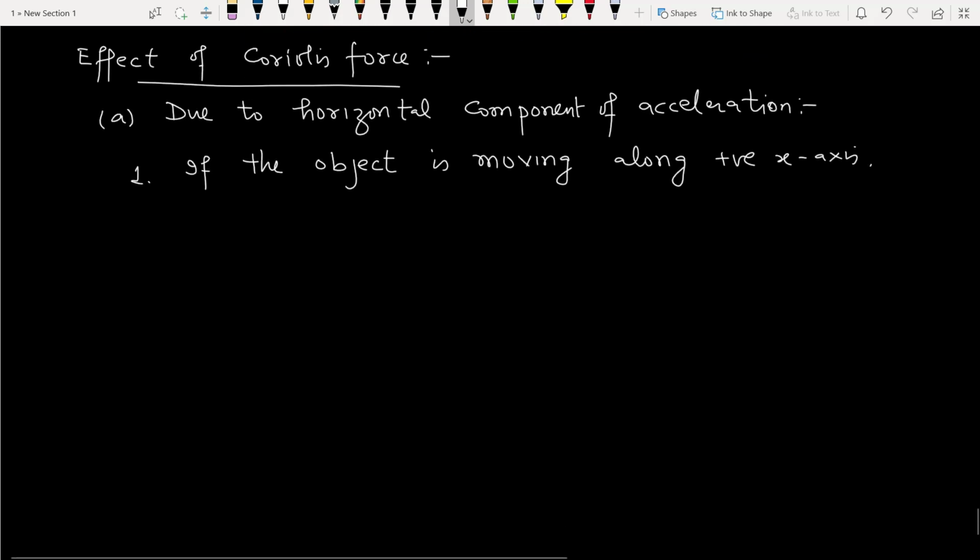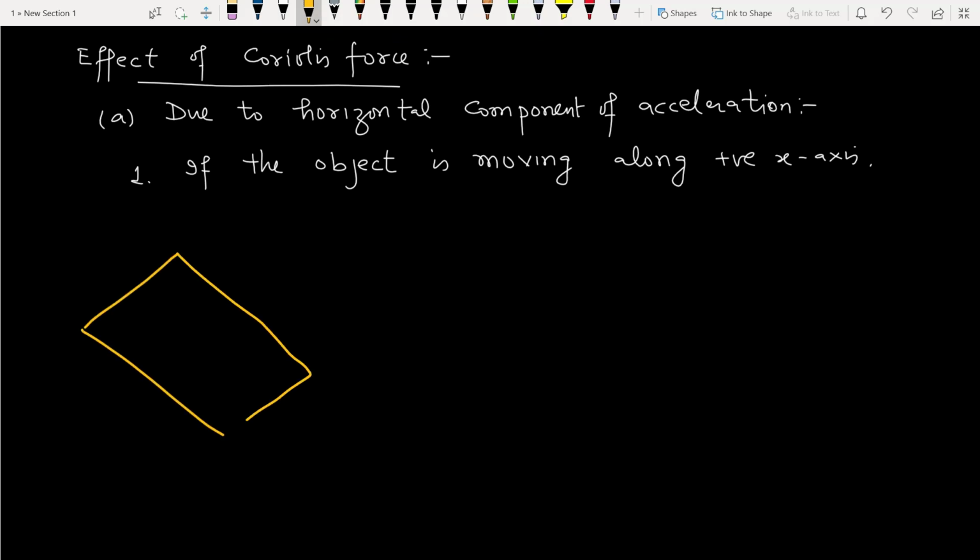so we draw a coordinate system. Firstly, we draw a plane. This is a planar motion, say the surface of Earth, and on this we draw a coordinate system. Let this be the x-axis, this be the y-axis lying in the surface of Earth.